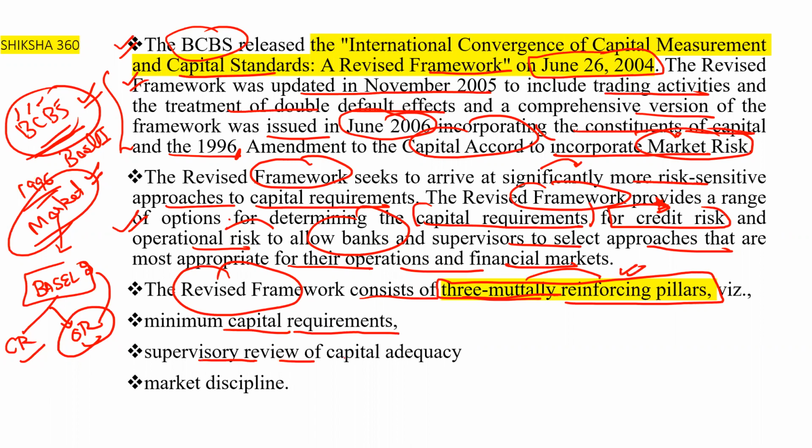Second one is supervisory review of capital adequacy. Third one is market discipline. Clear? So you have to remember that MSM. This is pillar 1, this is pillar 2, this is pillar 3. Three mutually reinforcing pillars. MSM: this is MC, this is MD.